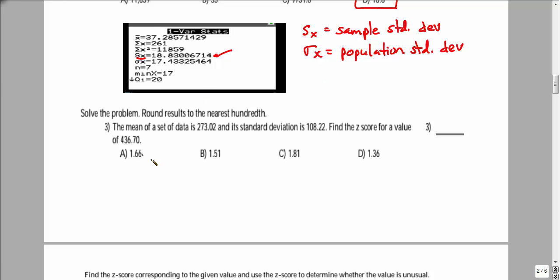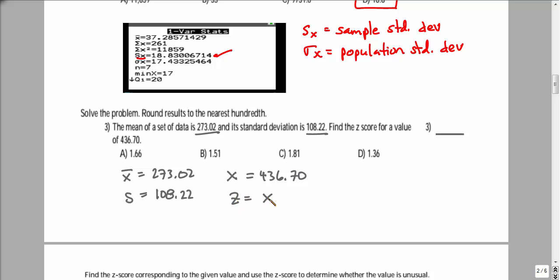Okay, for our next one, it says the mean of a set of data. So that's x bar. So x bar is 273.02, and it says the standard deviation for the set of data is 108.22. It says find the z-score for a value of x equal 436.70. So our z-score is just z equal x minus x bar over s.